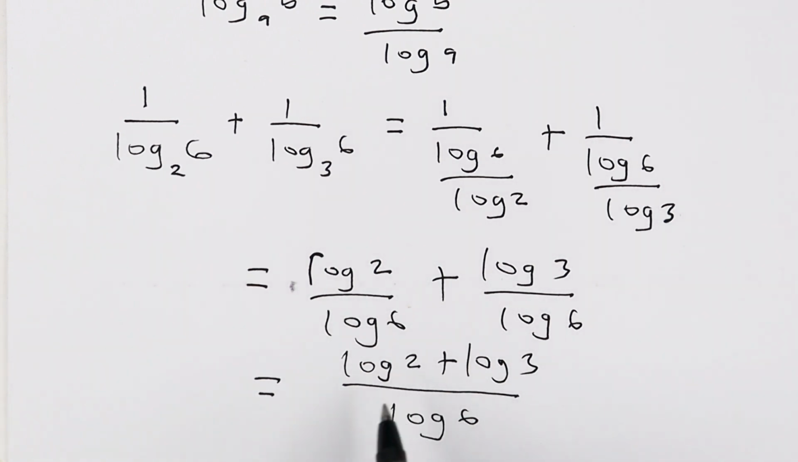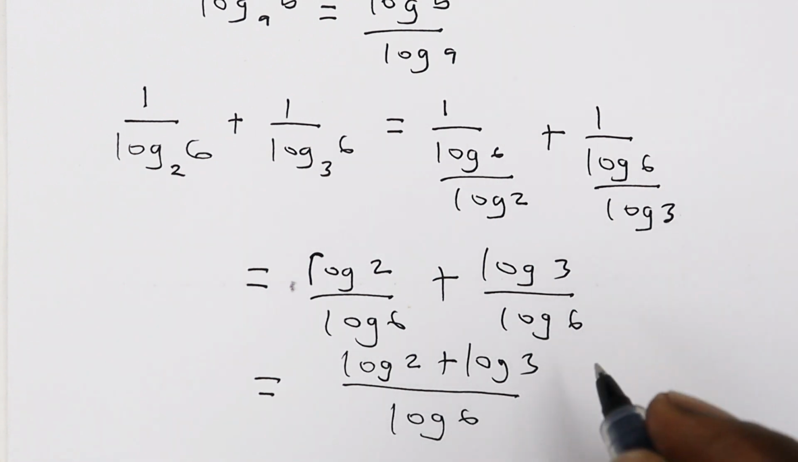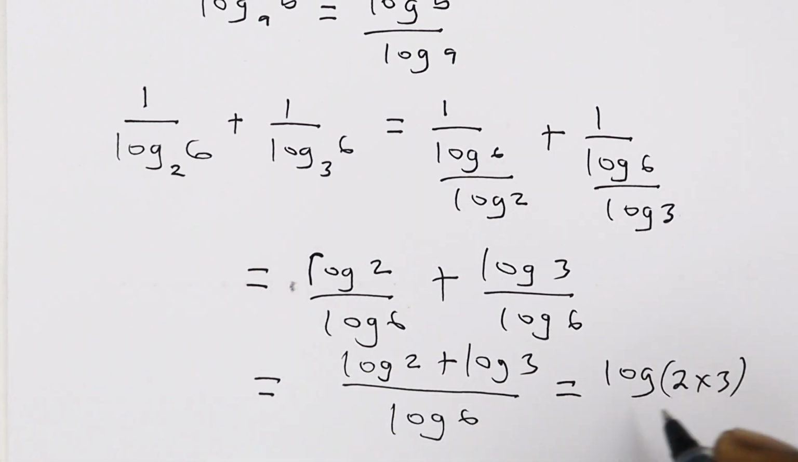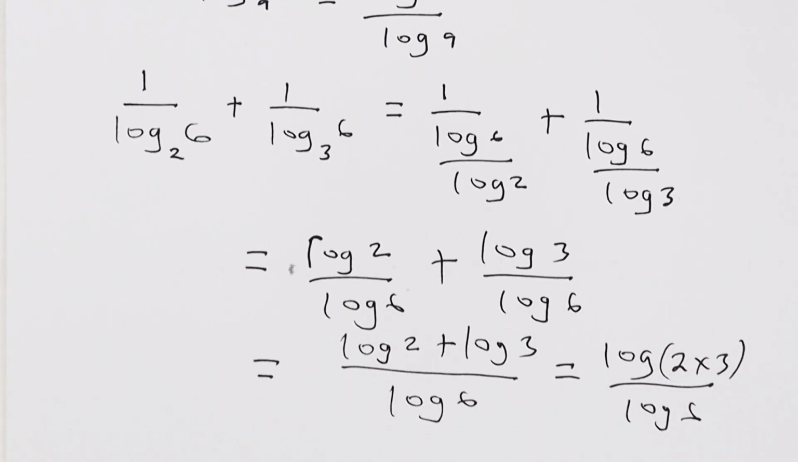So according to the first law of logarithms, the sum of logs is the same as the log of the product of the numbers. That is, we can take this as a log of 2 times 3, and that is still over log of 6.